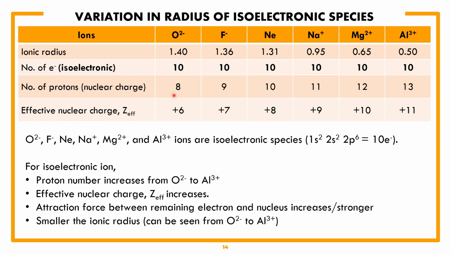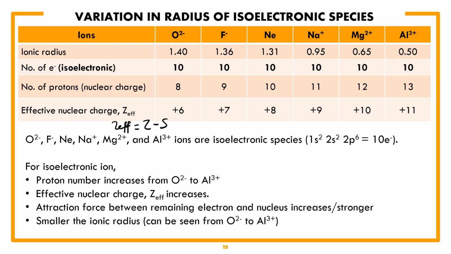And from oxygen 2- to aluminium 3+, we can see that the number of protons increases. So hence the nuclear charge also increases. And by calculating the effective nuclear charge ZEF pun sama, kita akan observe the increase in the ZEF value. So still remember how to calculate the ZEF? So for isoelectronic ions, proton number increases from O2- to aluminium 3+, so from 8 increases to 13. So by increasing the proton number, of course effective nuclear charge ZEF will also increase.